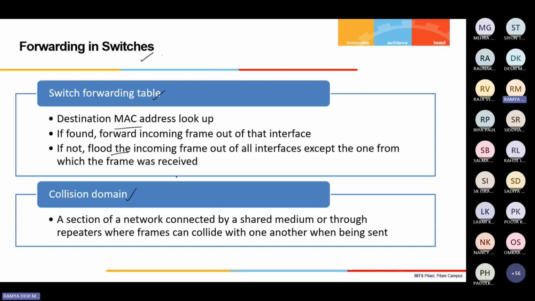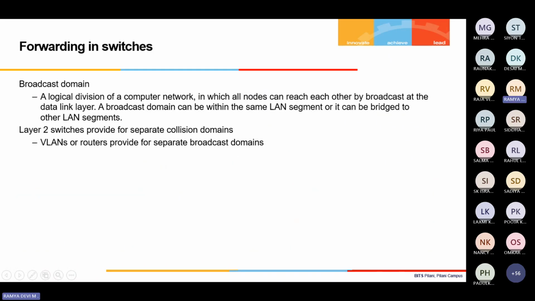Collision domains will be minimized. Why? Because for each and every port, one collision domain per port, the collision domain will be one port. So it decreases the collision. Okay. So forwarding in switches.